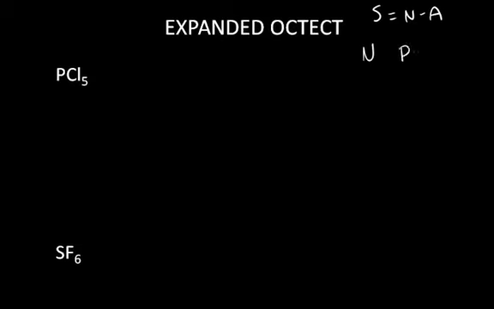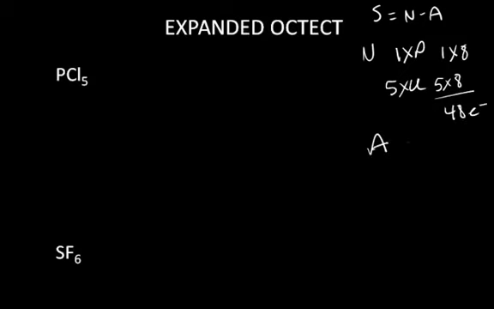There's one phosphorus, and phosphorus is in group 5. So phosphorus needs 8 valence electrons. There's 5 chlorine atoms. Chlorine needs 8 valence electrons. So that's a total of 5 times 8 is 40 plus 8, 48 needed electrons. Available: phosphorus is in group 5, so that would be 5 valence electrons.